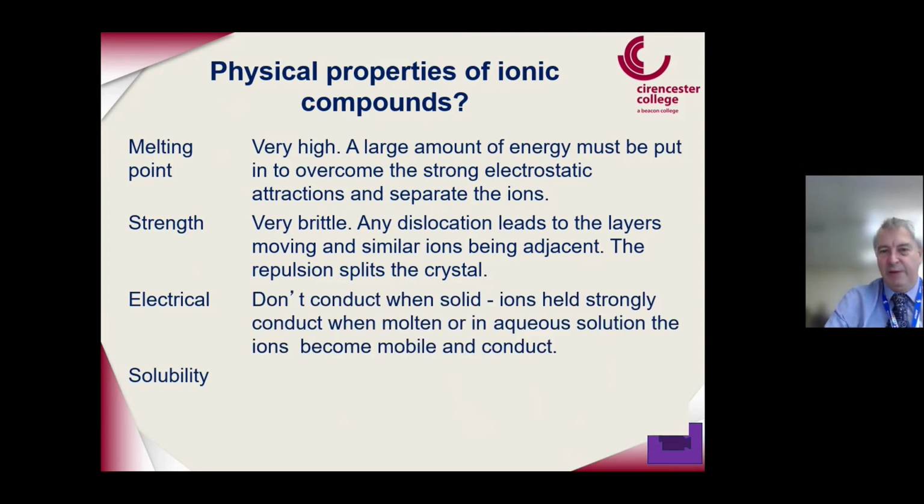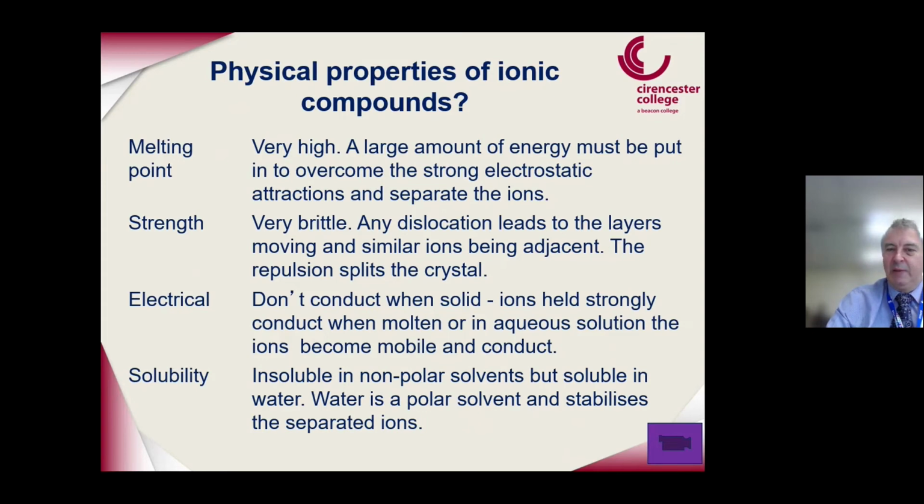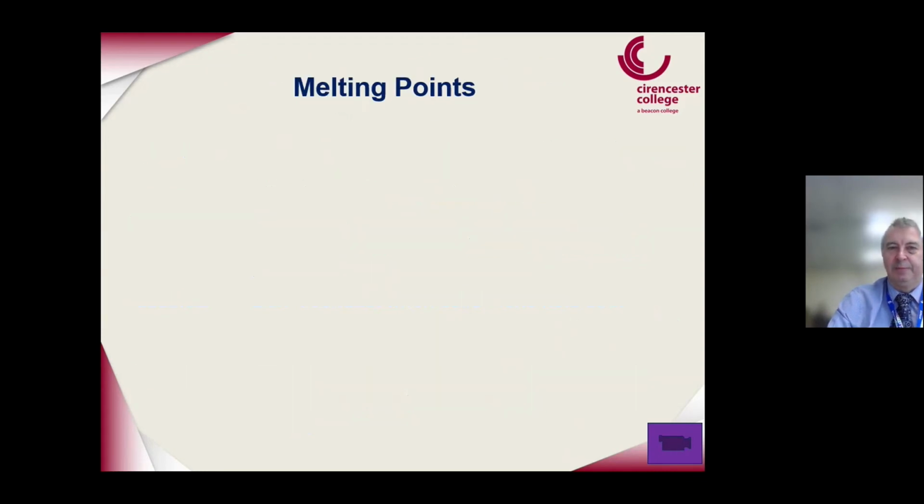They're not going to conduct as solids, because the ions are not free to move. They will conduct, though, when they are molten, and it's the ions that are moving, not electrons. Okay, so ions become mobile. So in an ionic solid, it's not electrons that are moving, it's the ions that move. Soluble: they're not soluble in non-polar solvents, but they are soluble in water. Water's a polar solvent, so water's got oxygen, which is what we'd call an electronegative atom. It pulls electrons towards it more than the hydrogen does, so it's what we call polar. And ionic substances will dissolve in that.